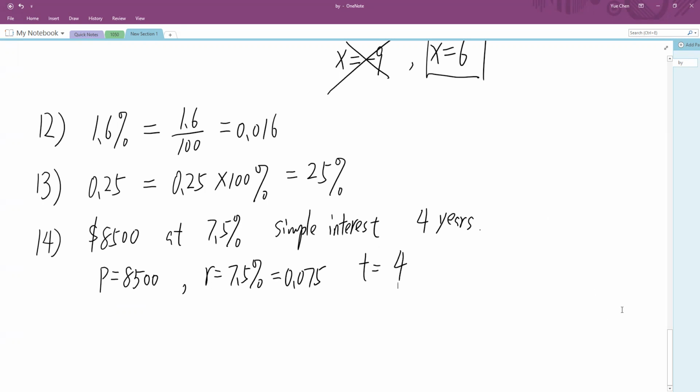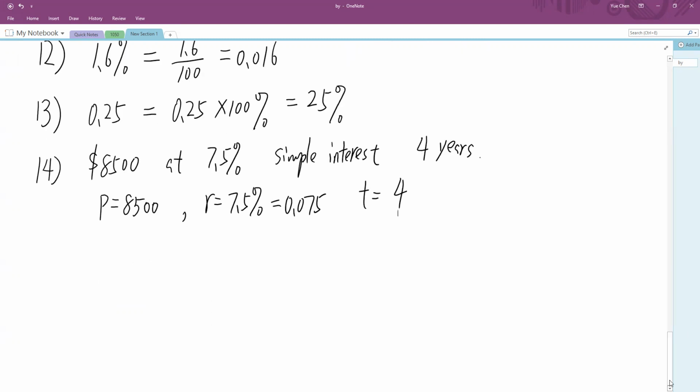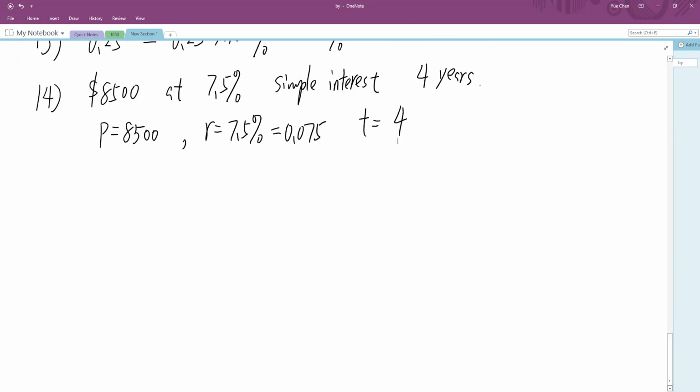So our formula is I equals PRT, right? This is our formula. So now let's plug in everything: 8,500 times 0.075 times 4, right? So plug in everything, and you will see this number would be what?